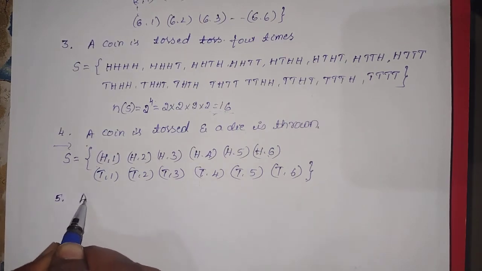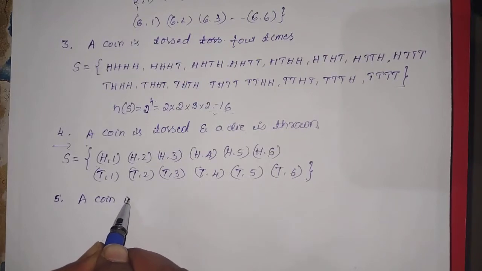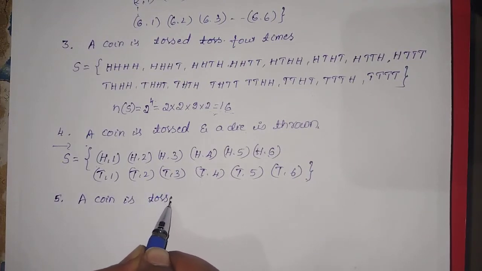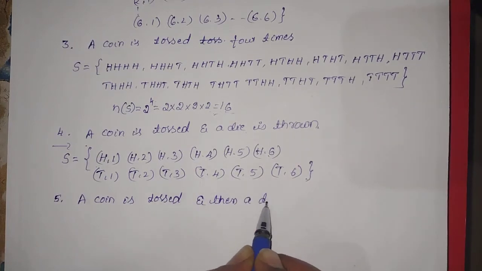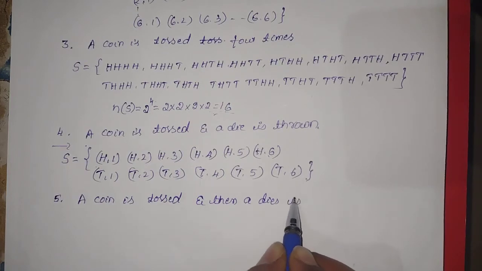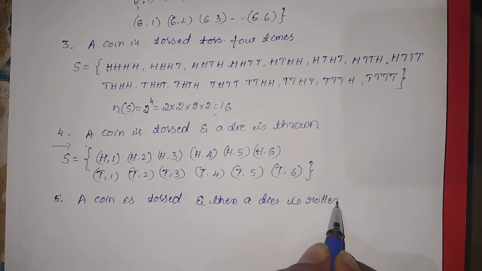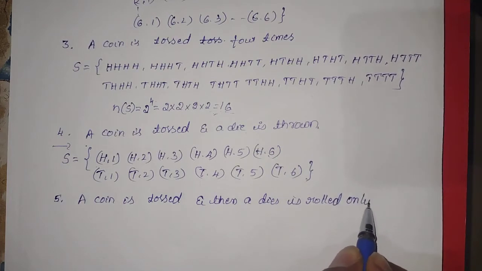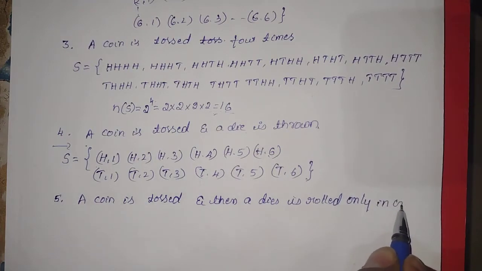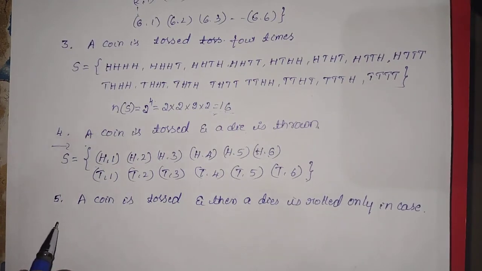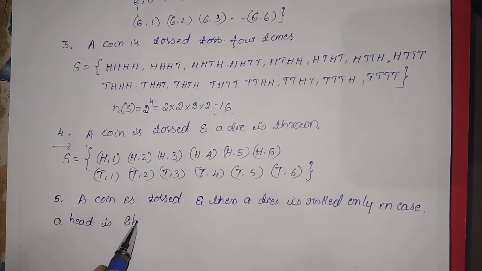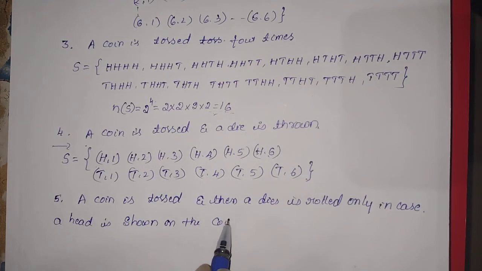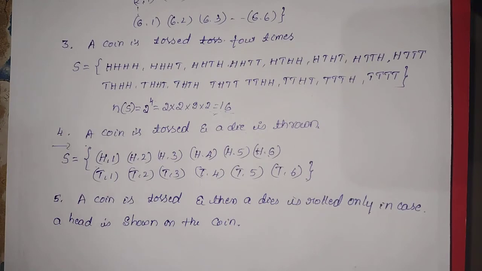Write the question. A coin is tossed and then a die is rolled. Only in case a head is shown on the coin. Please try to understand the question.